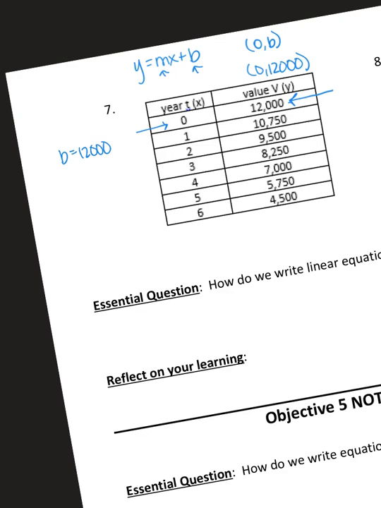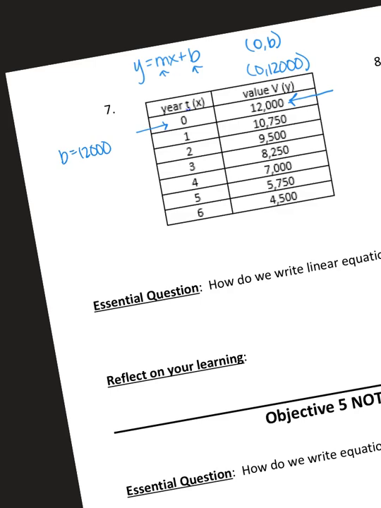Now, m, let's switch colors here. So m is rise over run, or the equation for slope, or the rate of change, and it's also the change in y over the change in x. So when we have a table that's going up, when our x values are going up consistently by 1, we can look for the change in y over the change in x.